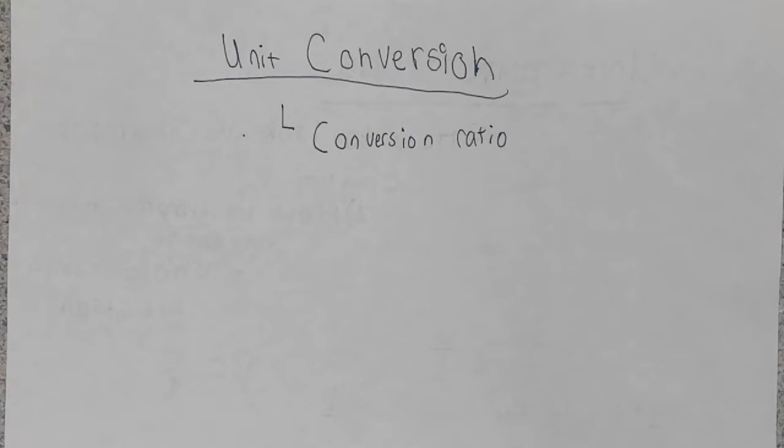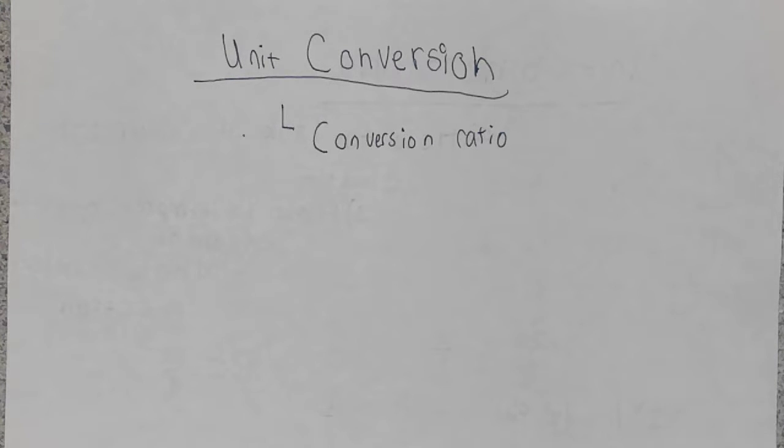So we are almost ready to do a unit conversion. First, I want to clarify how to get a conversion ratio. A conversion ratio just expresses the relationship between different units. So imagine, for example, 1 meter is equal to 1,000 millimeters. You simply take that kind of conversion relationship and you express it as a ratio.